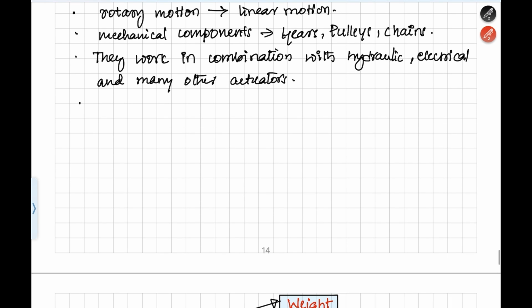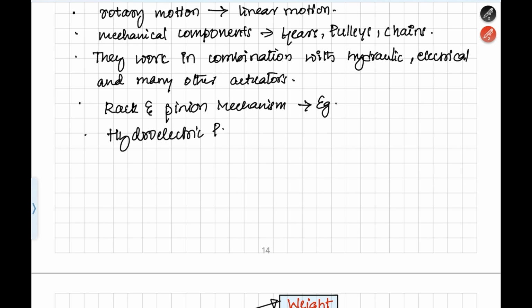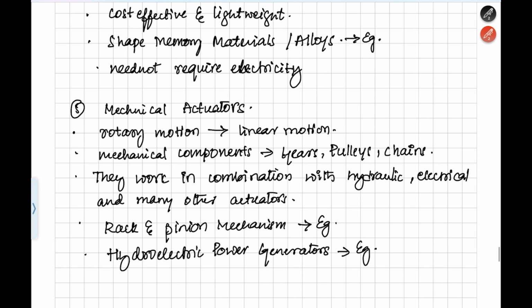So a common example is the rack and pinion mechanism, where a rotating gear, that's called a pinion, moves a linear rack, converting the rotary motion into linear motion. Or we can also speak of hydroelectric power generators. So here when the turbine rotates, the rotating motion is converted into electrical energy. So this is one more example. Next we have soft actuators.